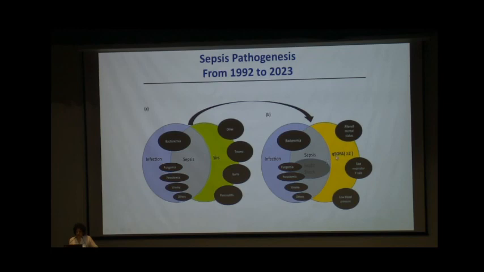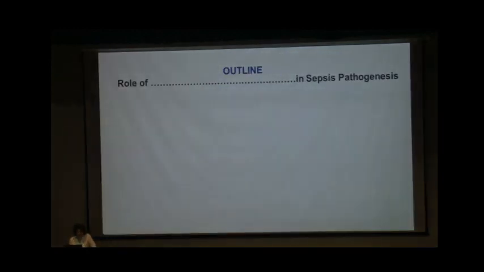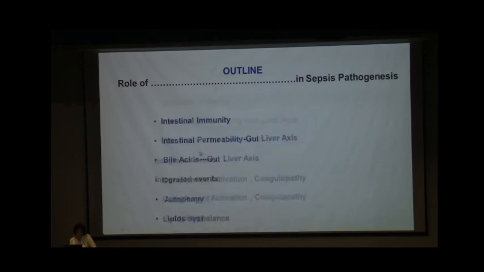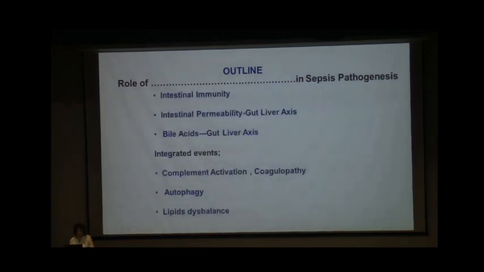And this also gave the SOFA scores, which also consider mental status, respiratory rate, and even low blood pressure. My outline in sepsis pathogenesis: role of intestinal immunity. I will start from the beginning: intestinal permeability, gut-liver axis, bile acids, which also come under the gut-liver axis, and integrated events. Sepsis is not alone. It involves complement activation, coagulopathy, autophagy, lipid imbalance. So sepsis pathogenesis is an interconnected cascade of events.